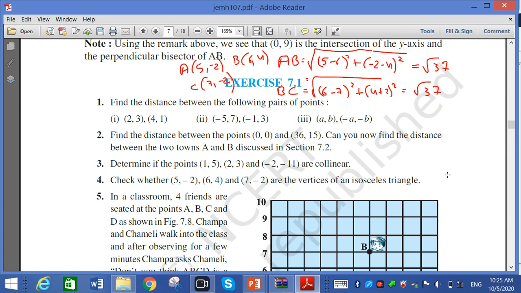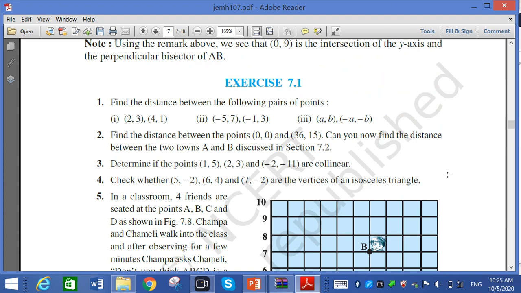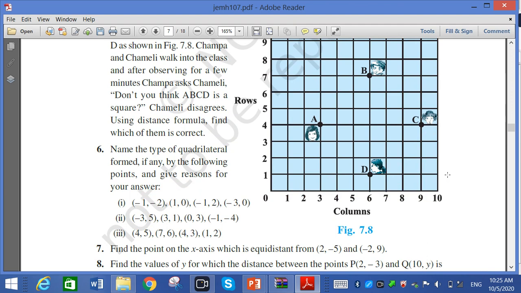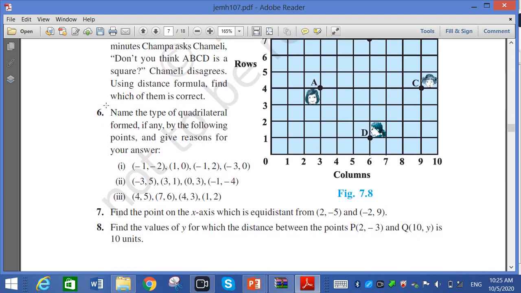So 2 lectures at least we have to go in this exercise. In 7.1, sums 1, 2, 3 and 4 we have already discussed. Sixth sum, which type of quadrilateral? You can do it by yourself. Name it A, B, C and D. Find out AB, BC, CD and AD, and the diagonals AC and BD. So 4 sides and 2 diagonals, 6 things you have to find out in each sum, and then you can say whether it is a parallelogram, rhombus, square or rectangle, because we have to give the type of quadrilateral. So you have to do it.